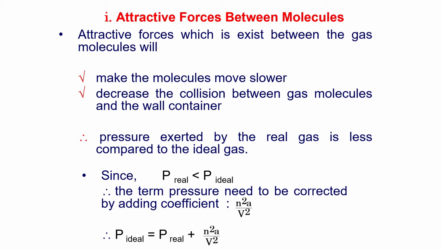Kenapa? Because dia menganggap ada daya tarikan di antara gas particles. Jadi untuk gas particle ini, dia ada daya tarikan dan daya tolakan. Jadi bila ada daya tarikan dan tolakan, bila dia kena dekat dinding kurang lah. Alright. Since P real is less than P ideal, the pressure term needs to be corrected by adding the coefficient n squared a over V squared. So this is the correcting factor untuk ideal dan juga real gas.